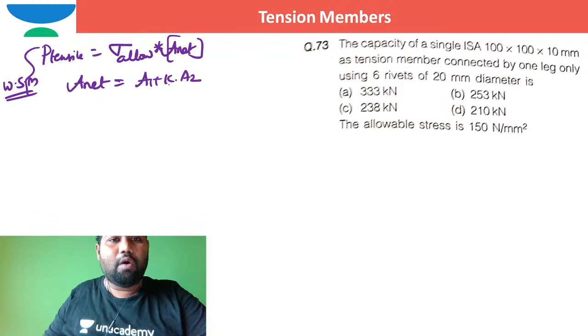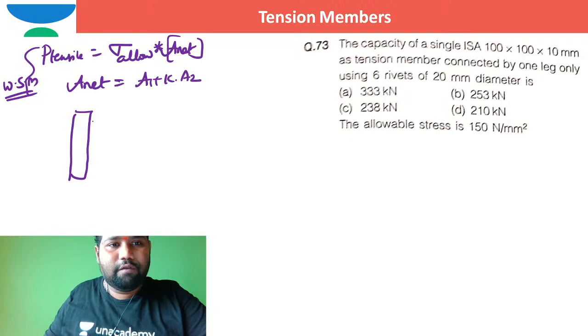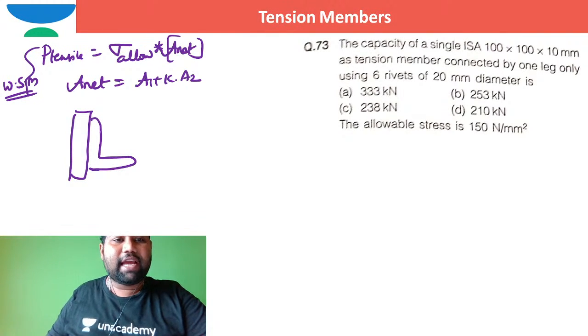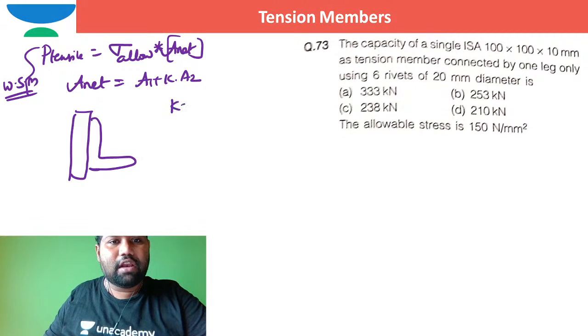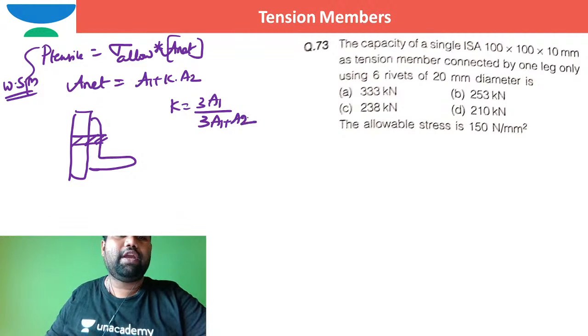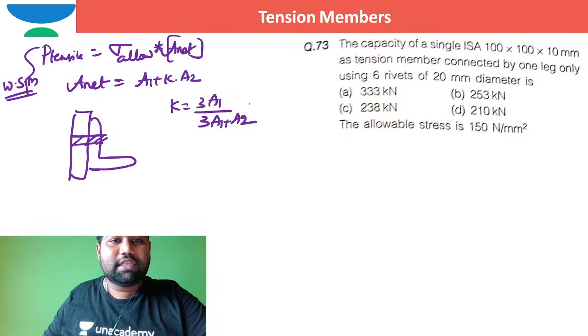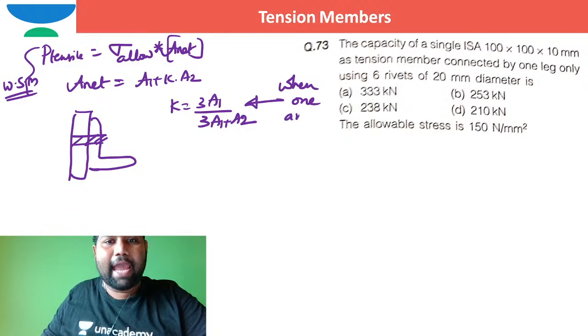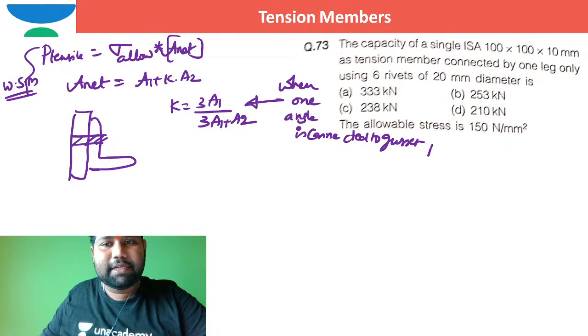And how can we work out this value of K when this is a gusset plate? To this gusset plate, if only one angle is attached on one side, then in such case the value of K we can write as 3A1 by 3A1 plus A2. This is how we can write. Now some people will say this is the K answer when one angle is connected to gusset plate.